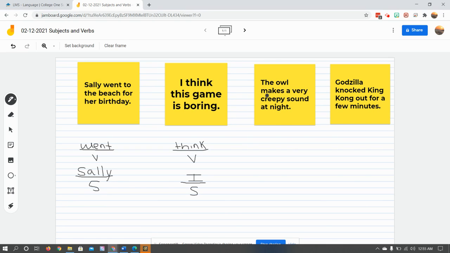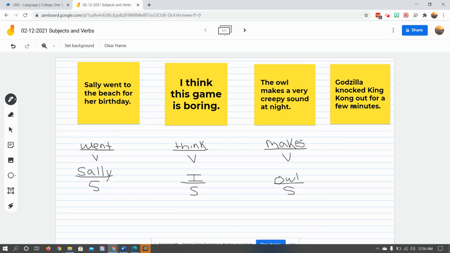It's going to be makes. Makes. The owl makes a sound. When you're making something, that is an action. So I'm going to write makes. There you go. So makes is definitely going to be my verb. I'm going to write V for verb. And now the subject of the sentence is who the sentence is talking about. Who makes the very creepy sound at night? The owl. The owl is the one that makes that very creepy sound at night. So that is my subject. S for subject.